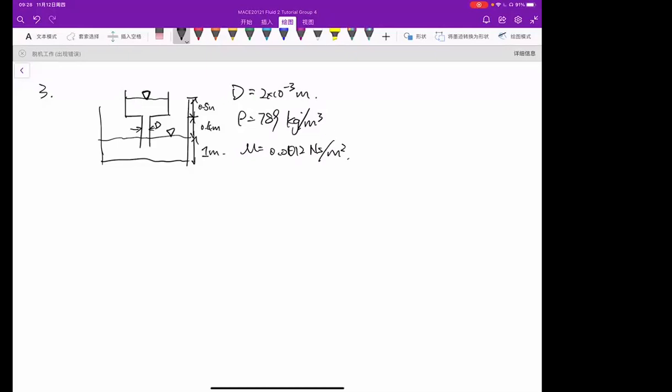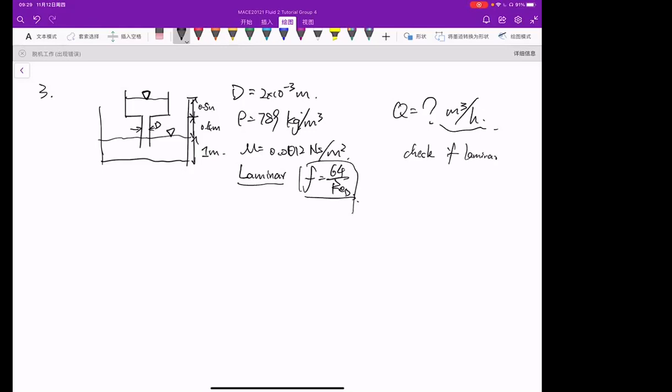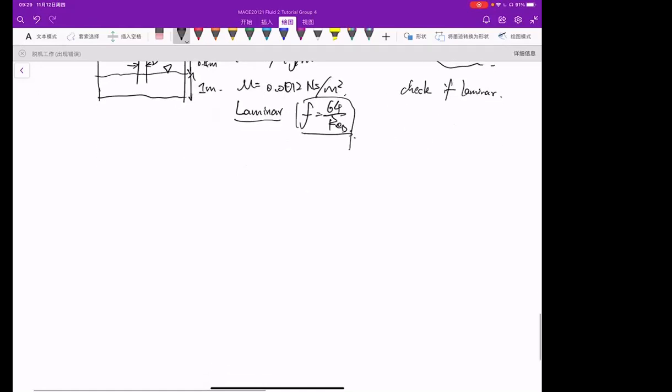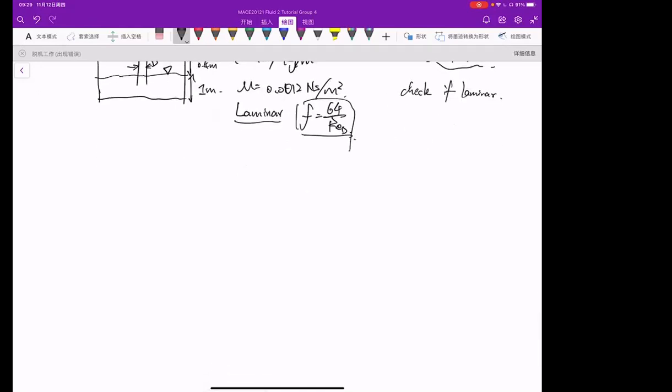Right, so it asks to assume the flow is laminar. Remember what we have for laminar case: f equals 64 over Reynolds number. So it says assume the flow is laminar, and then find the flow rate, so it asks about Q in cubic meter per hour. Take care about the unit. And then it asks to check if it's laminar. So there are two questions, but this exactly is one. So how do we do that?